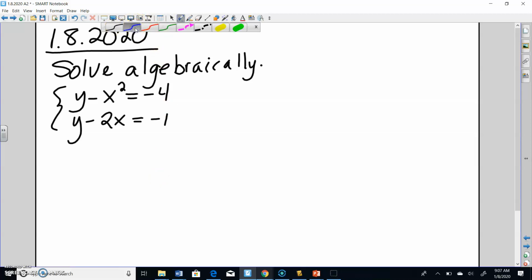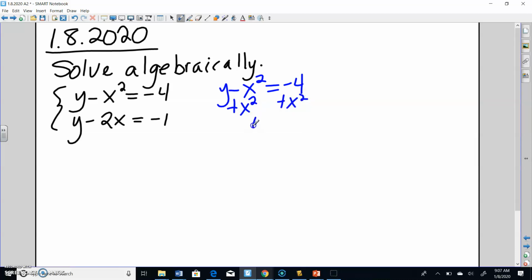So I'm going to rewrite my first equation here. y minus x squared equals -4. And I want to isolate y. So I'm going to do what to both sides? Add x squared. So that gives me y equals, and I always like to put my variable first, x squared minus 4.